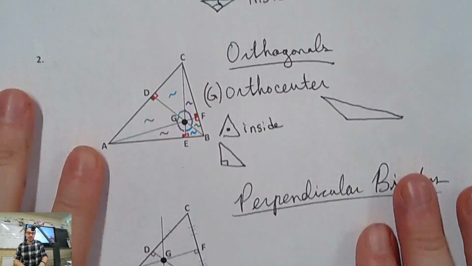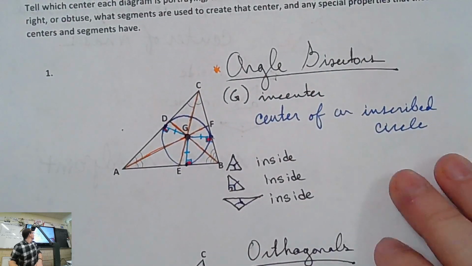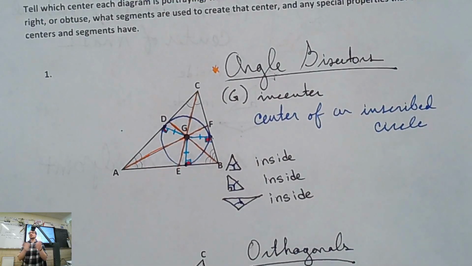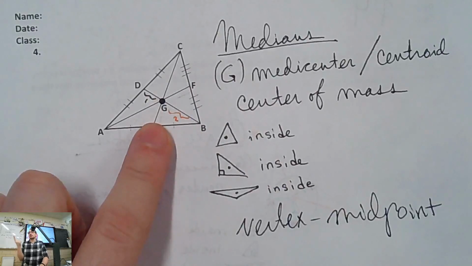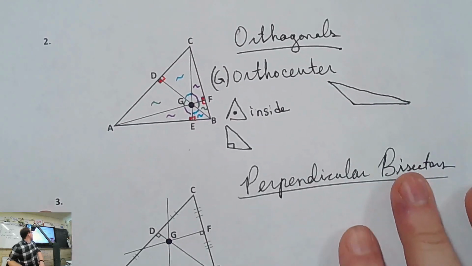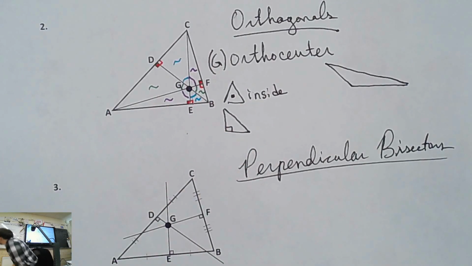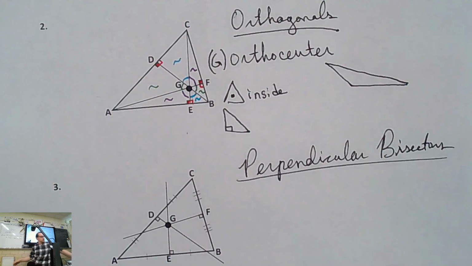Now, we know the incenter is always inside because it's the circle's center, right? If the circle's inside, then the center of the circle will be inside, right? We know the centroid is always inside because it's the balance point, right? You're never going to have a balance point off the object, right? Now, this one, there's no reason it has to be inside all the time. Let's think about a right triangle. Draw it here for me. So, right triangle.